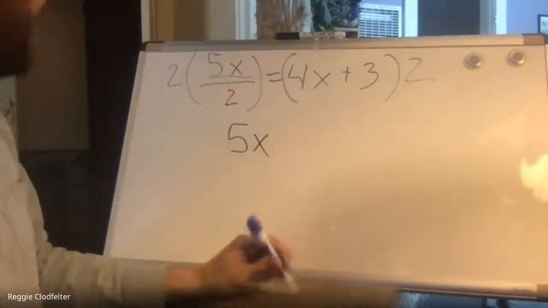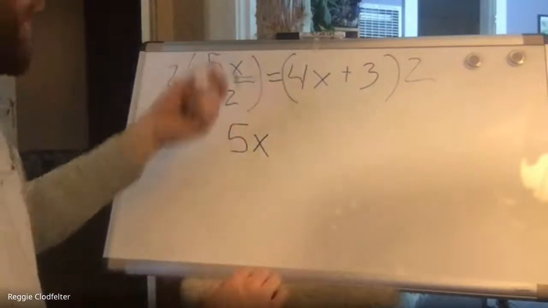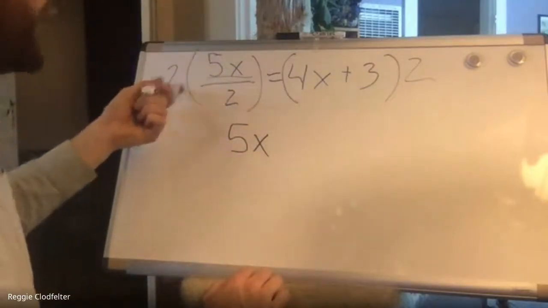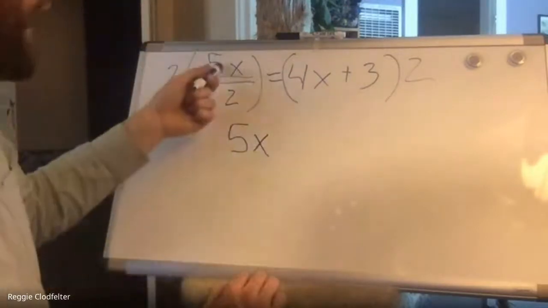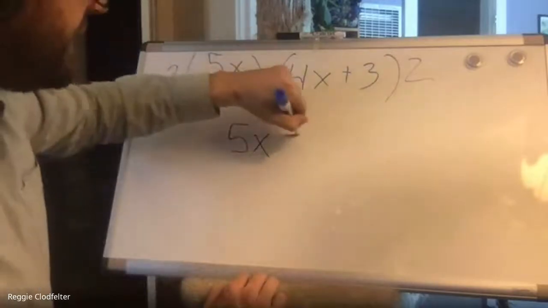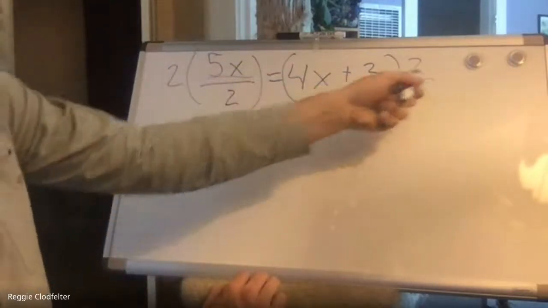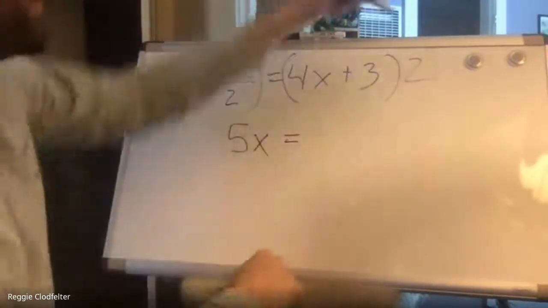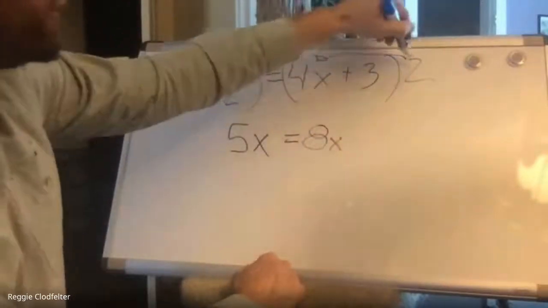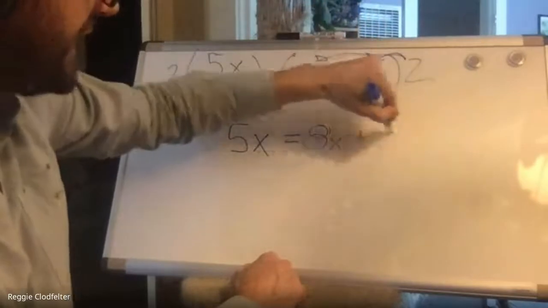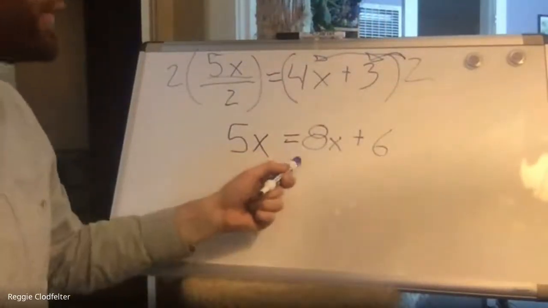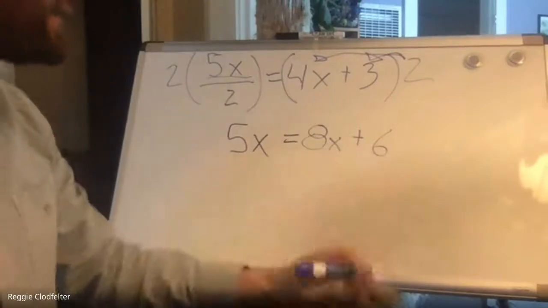Right? You can imagine if I had the number 6 divided by 2, it would be 3. If I multiply it by 2, we're back to 6. So 5x divided by 2 times 2 brings me back to 5x. On the other side, I have 4x plus 3 now times 2. So I got to multiply 2 by 4x. That's going to give me 8x. And 2 times 3, which is going to give me 6. So this tells me that 5x equals 8x plus 6.